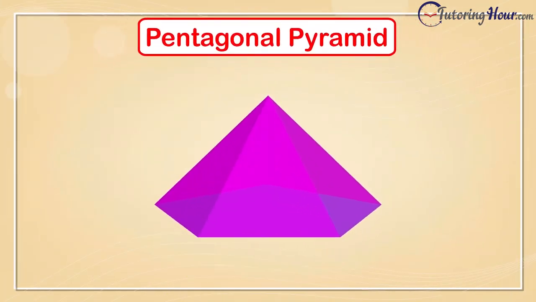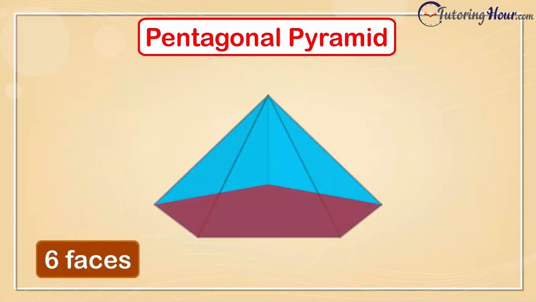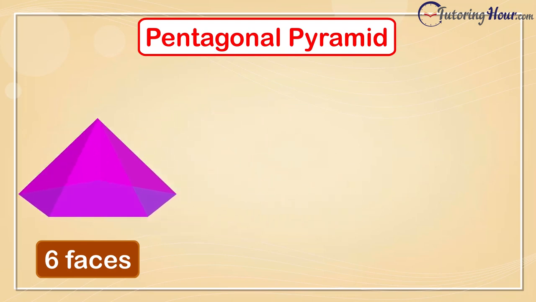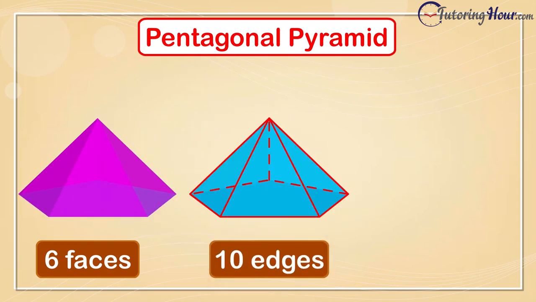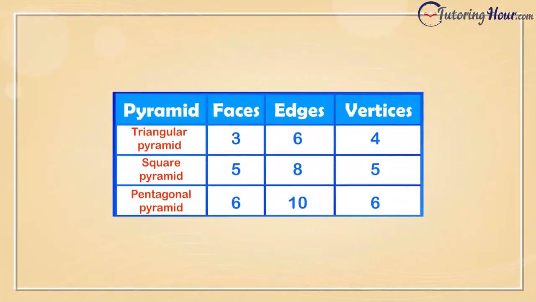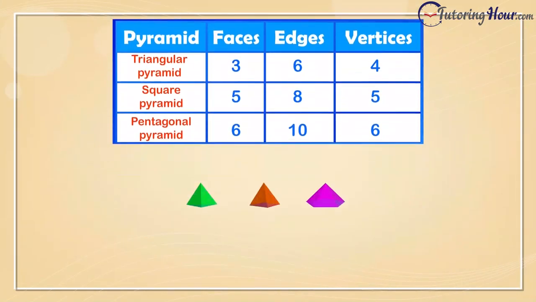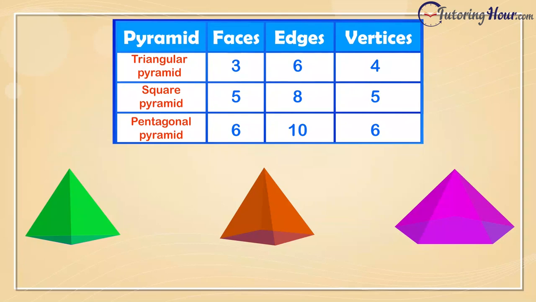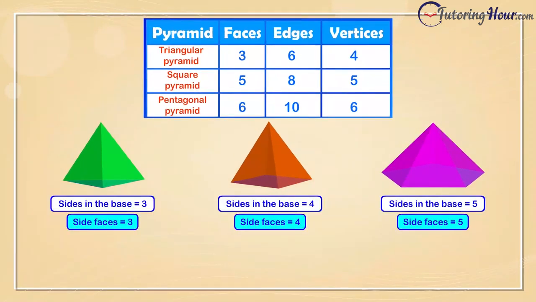A pentagonal pyramid has 6 faces. It has a pentagonal base and 5 triangular side faces. A pentagonal pyramid has 10 edges. It has 6 vertices. Let's take a look at the faces, edges, and vertices of the 3 pyramids. Do you see a pattern? The number of side faces is the same as the number of sides in the base.